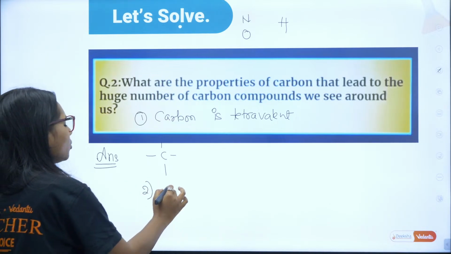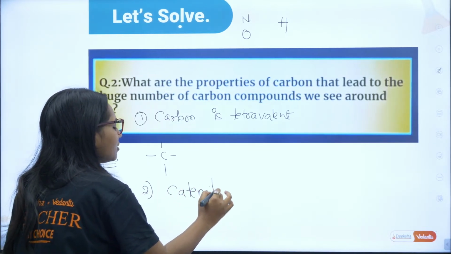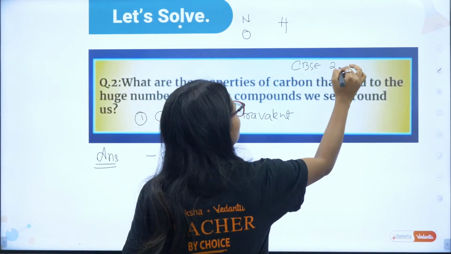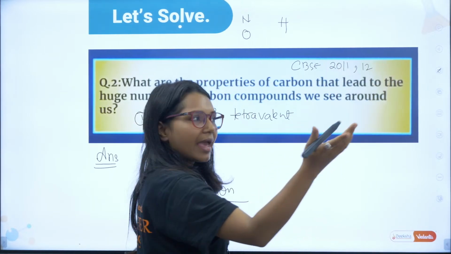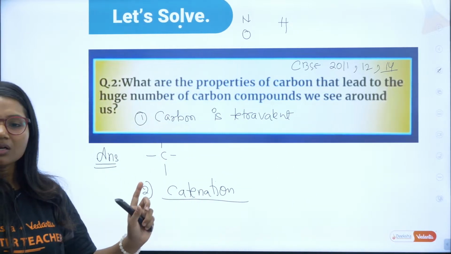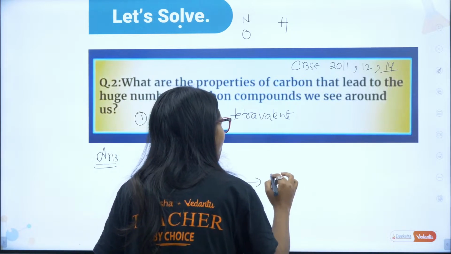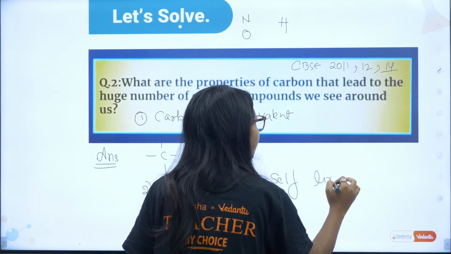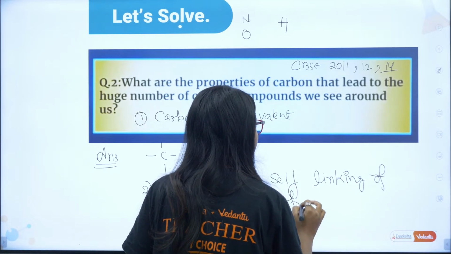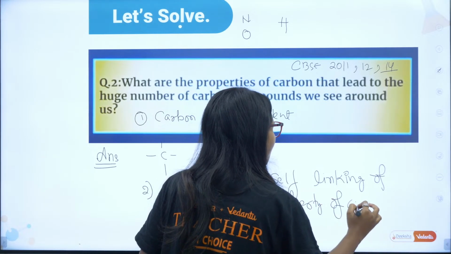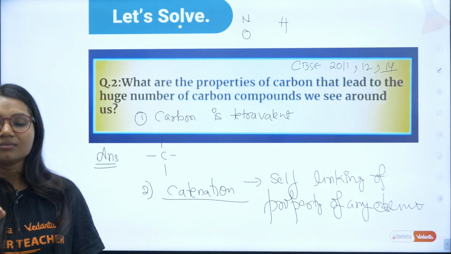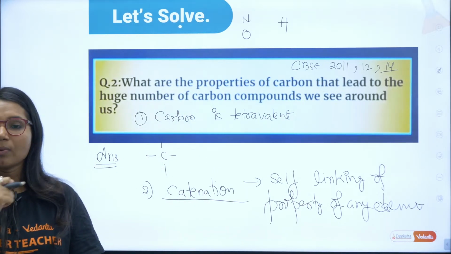What is the second property you have told me? Catenation. This question has come in CBSE 2011, repeated in 12, and then it is also asked in 14. So catenation means what? Catenation means the self-linking property of any element. So these are the two properties which make carbon a super element.